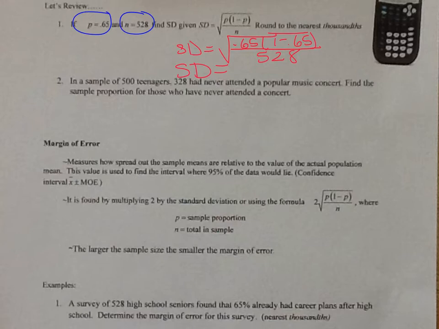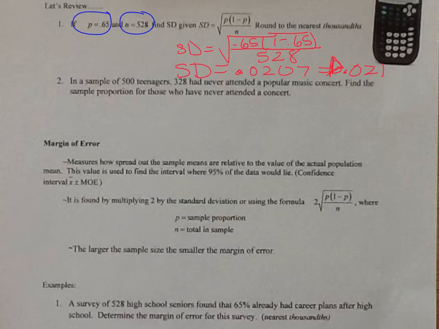All right, so plug it in your calculator: the square root, parentheses, 0.65 times parentheses, 1 minus 0.65, close parentheses, divided by 528. Make sure this is all underneath the radical. And you get your standard deviation is 0.020, which is rounded to 0.021. That's the nearest thousandth.